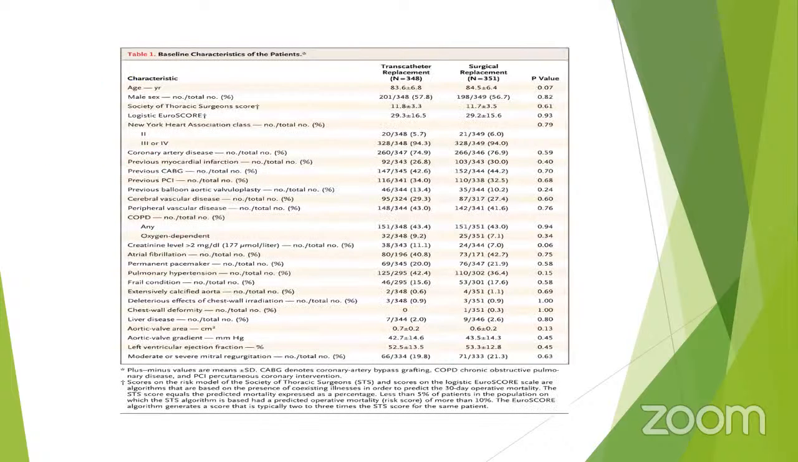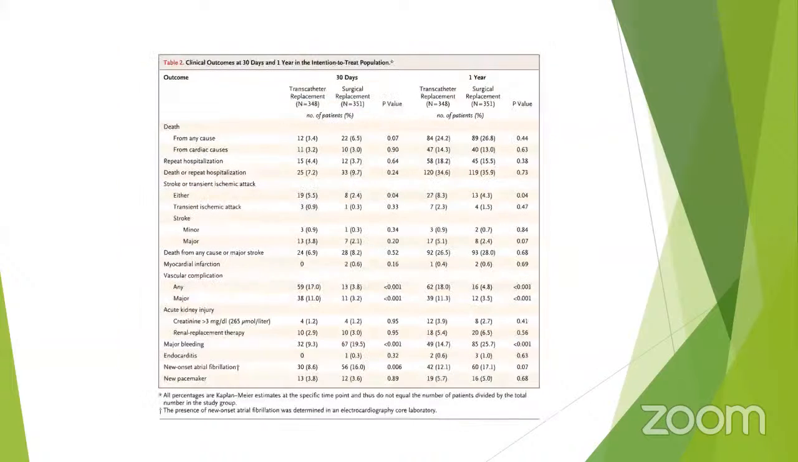The baseline characteristics, again, were fairly similar between the two groups. The mean age was 83.6 in the transcatheter replacement versus 84.5 in the surgical replacement. Males constituted 57.8% in the transcatheter versus 56.7% in the surgical replacement group. Other than that, the baseline characteristics were fairly similar.